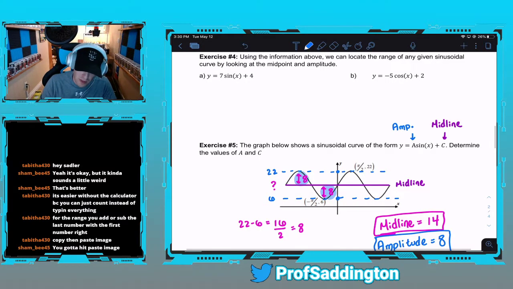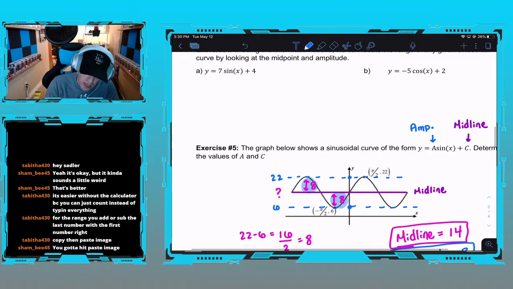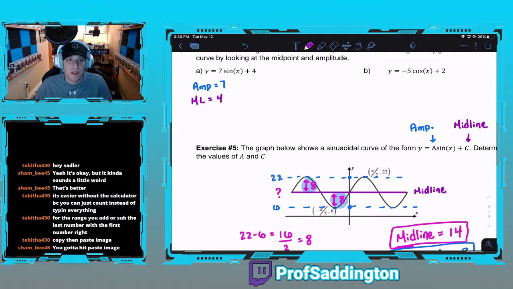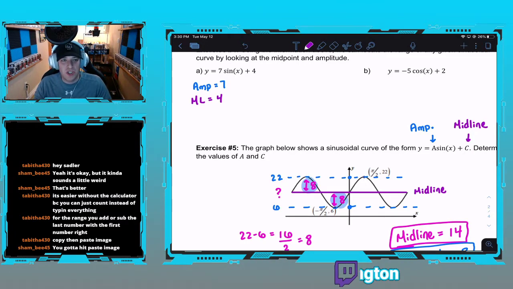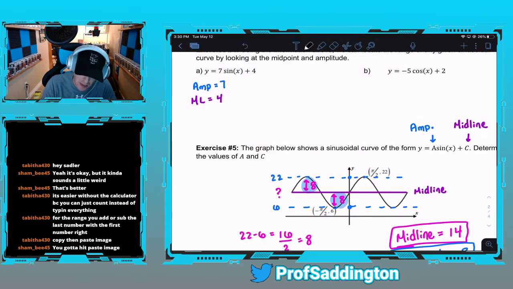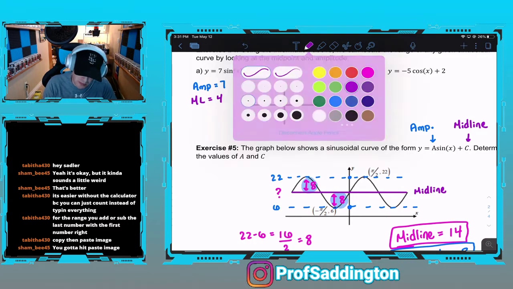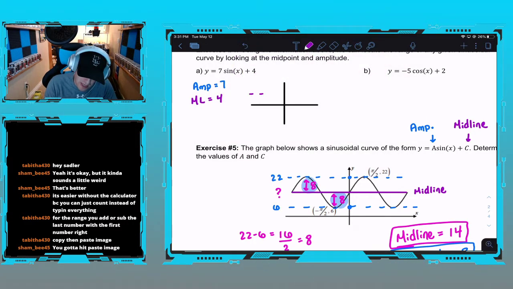So in number 4A and B, we know what the amplitude is. We can say the amplitude is 7. We know what the midline is. We can say the midline is 4. But I want to know the range. So I'm going to do it by drawing a picture. Some of you guys can probably do this off the top of your head. But what I'm going to do is, it says the midline is at 4. So I'm going to draw in my dotted line through 4.